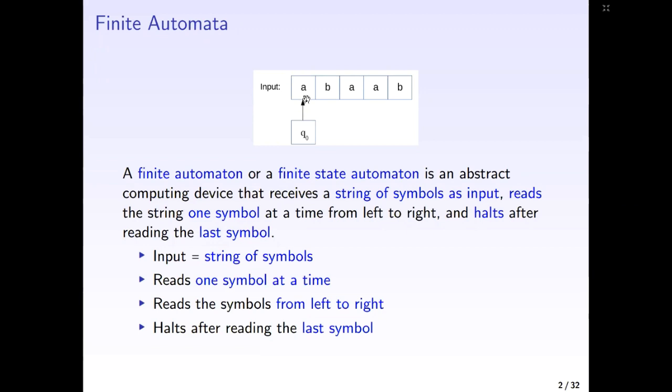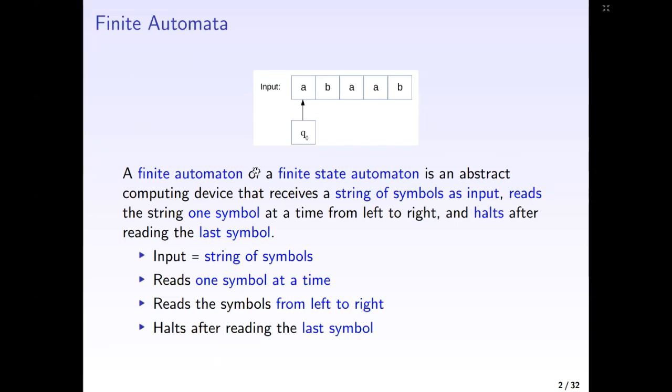Now the head of the machine is on location A. Then it moves toward the right, the head would be on B, then moves toward the right, the head would be here, and here, until it gets to the last string, okay? It reads the symbols from left to right. That's the nature of finite automata.